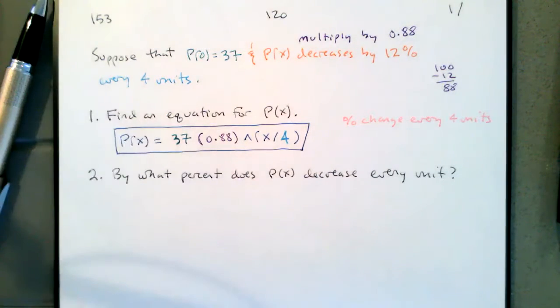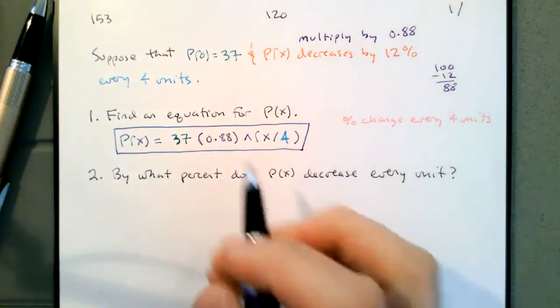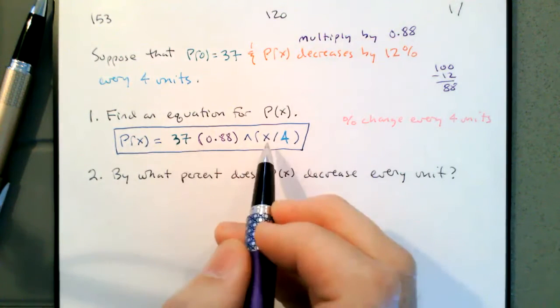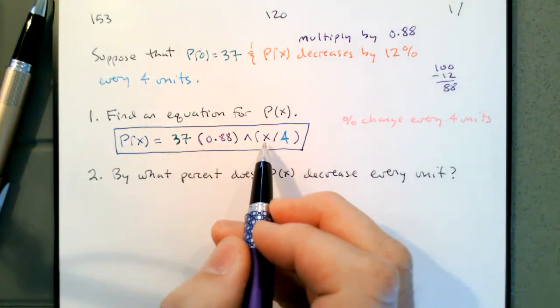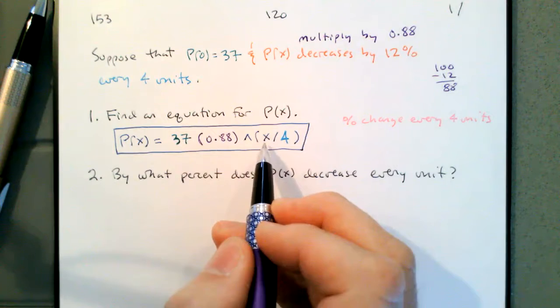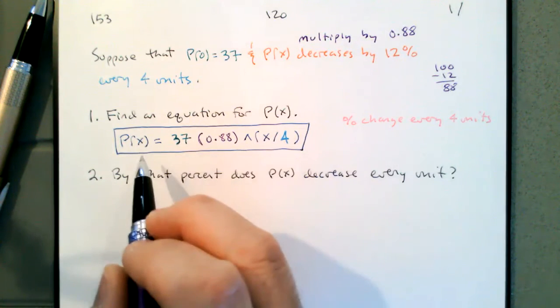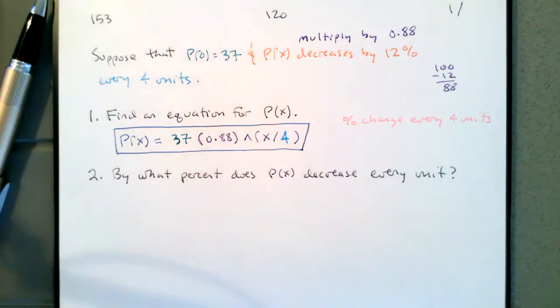So now we want to know the percent change per unit, every 1 unit. So there's no trick to it. It's just a simple trick. We're going to ignore the 37 and we're going to plug 1 in to the x. We're going to compare the value of p of x at 2 consecutive values of x. So compare the value of p of 0 to p of 1, or from p of 1 to p of 2.